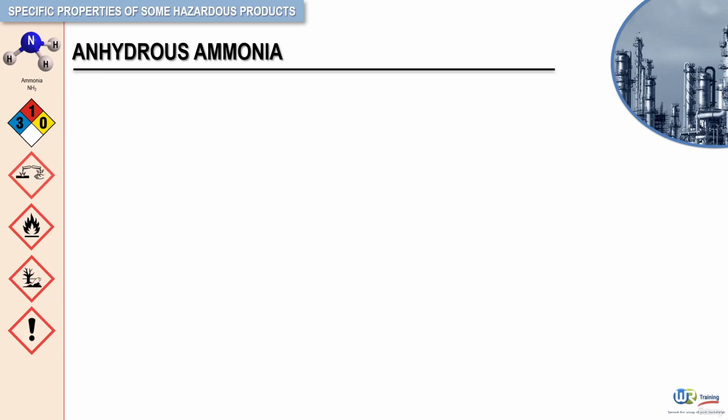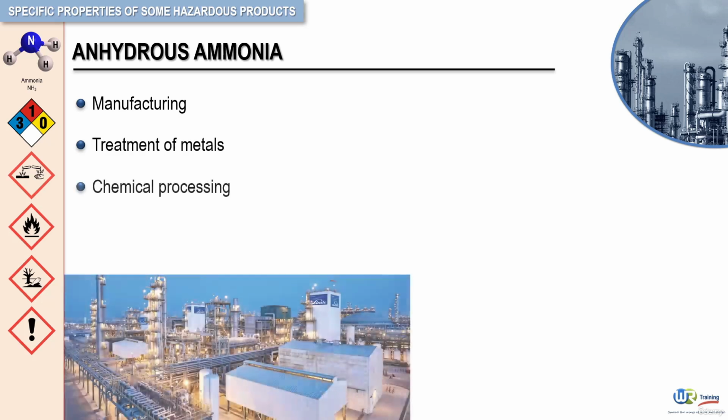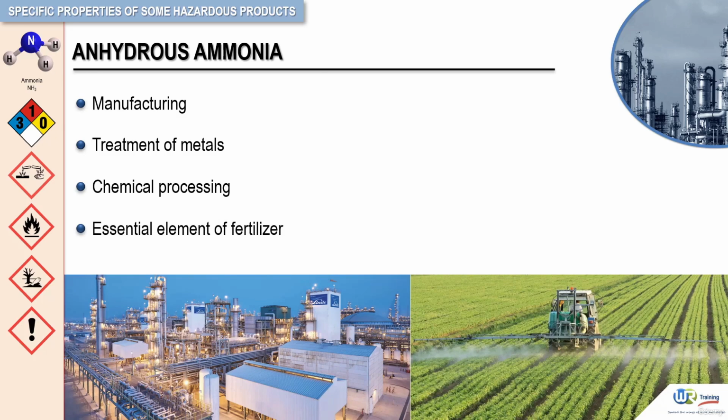Anhydrous ammonia is a common chemical used in manufacturing, the treatment of metals, and chemical processing. It is also an essential element of fertilizer and is used in a wide variety of industries as a refrigerant and as part of the air scrubbing process to reduce carbon emissions.